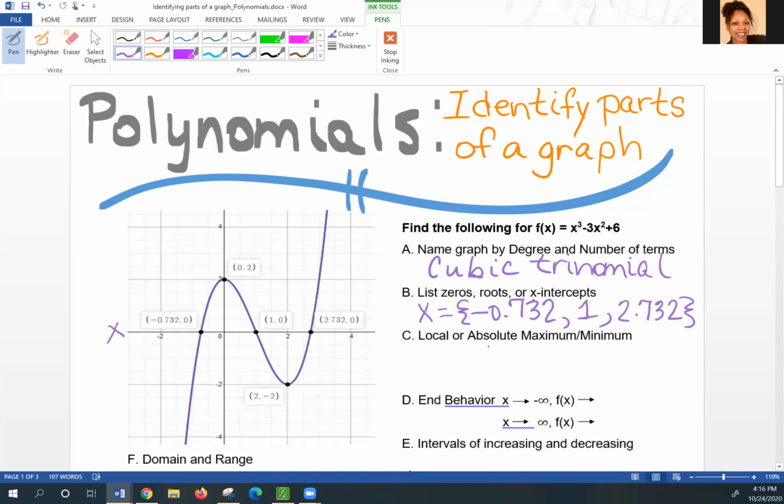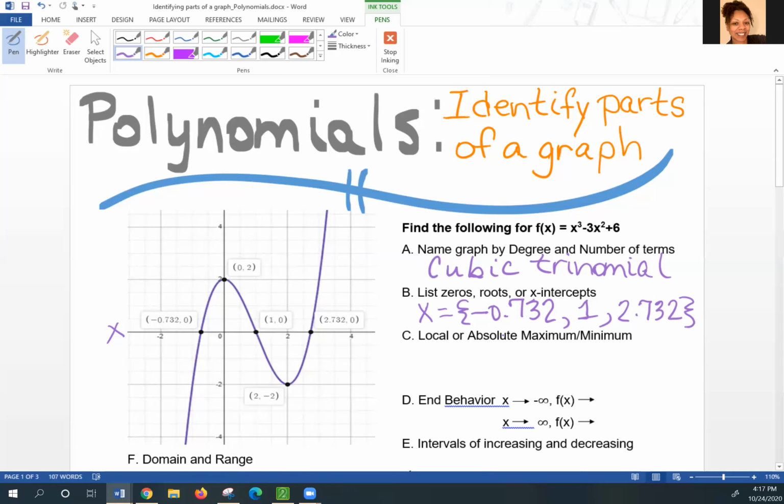My local or absolute maximum, minimum. So maximum and minimum means the highest and lowest points of the graph. Absolute is like the absolute highest or the absolute lowest. It can also be the same as the local. In this case, it's both. Local is like if there's more than one maximum, the one that's not the absolute highest. Another word that you will see for local is relative.